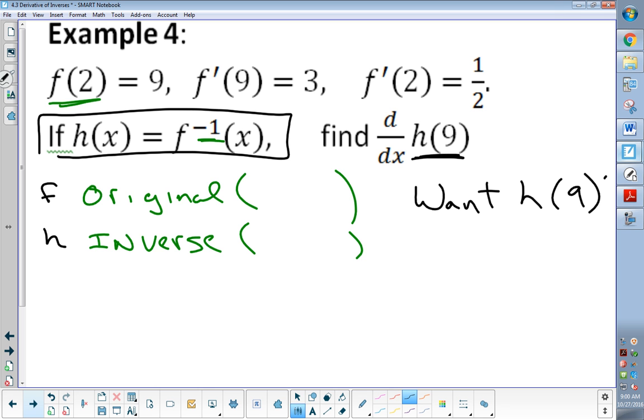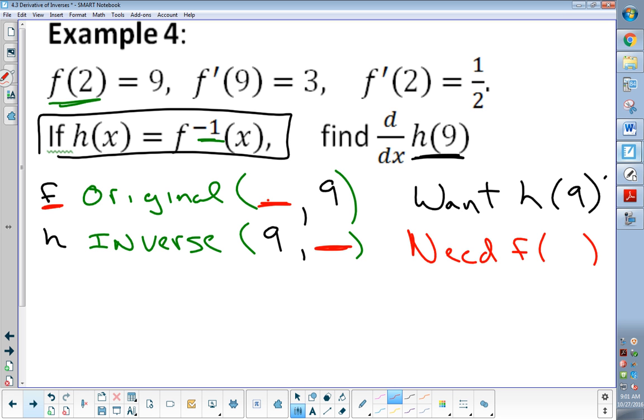All right? So I want h at 9. So that 9 here, is that my x value or my y value of the inverse? That's my x. So what is that going to be of my original? It's going to be my y. Okay? There's that. It's 9 and 9. Okay? So I'm saying right now that I really want this part. That's the number that I really care about. All right? If I want to find h at 9, I need to know what f is at the other number, at the x value. Okay? Or at this value.